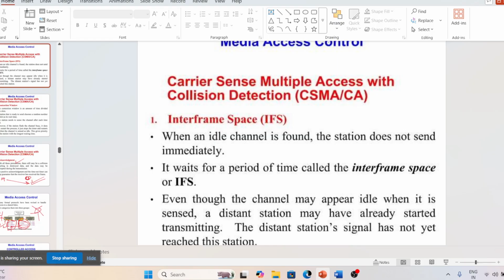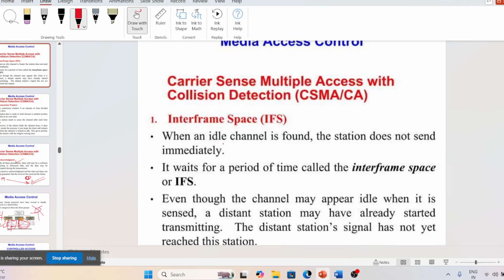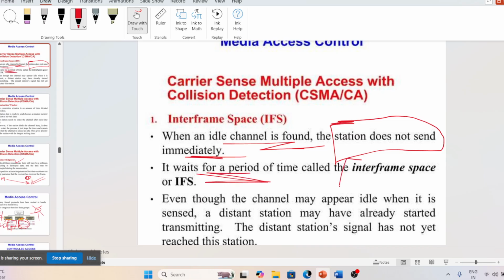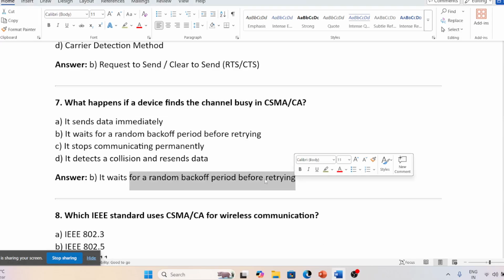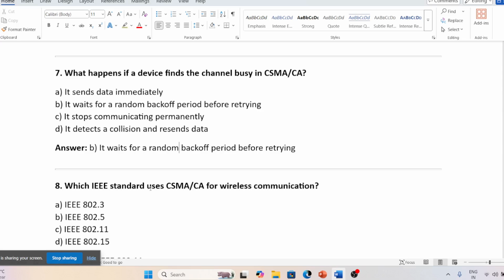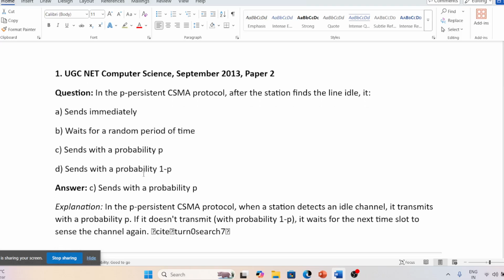Look at this. When an idle channel is found, the station does not send immediately. Just as when you see an empty road, it does not mean you cross immediately; you wait some time to check that no vehicle is coming at high speed. Like this, it waits for a period called the interframe space, IFS. Then a random time, you wait for that, and then you transmit the data. So it waits for a random backoff period before retrying. The IEEE standard for wireless communication, as we have seen, is 802.11, option C.